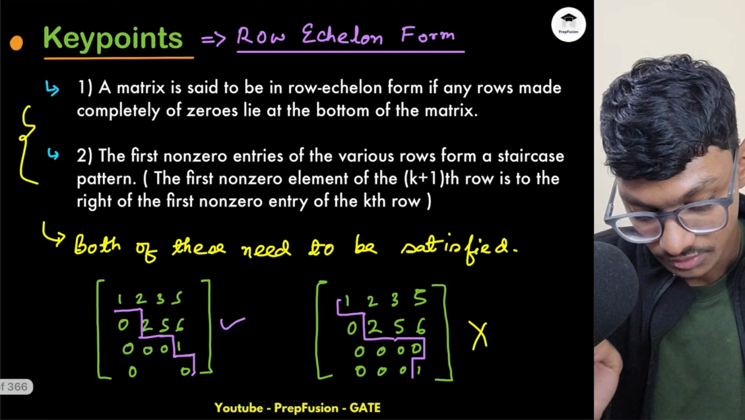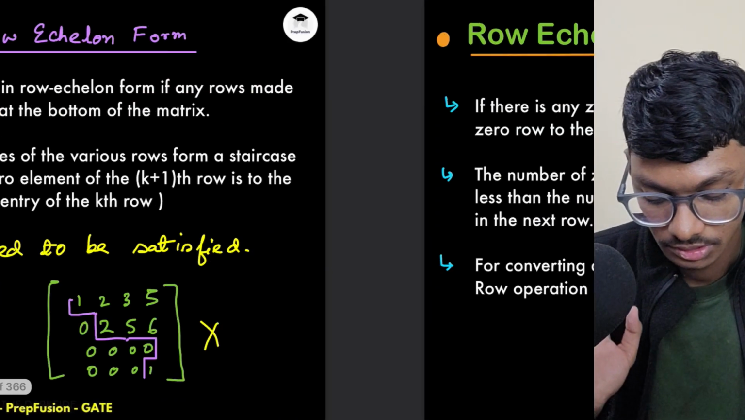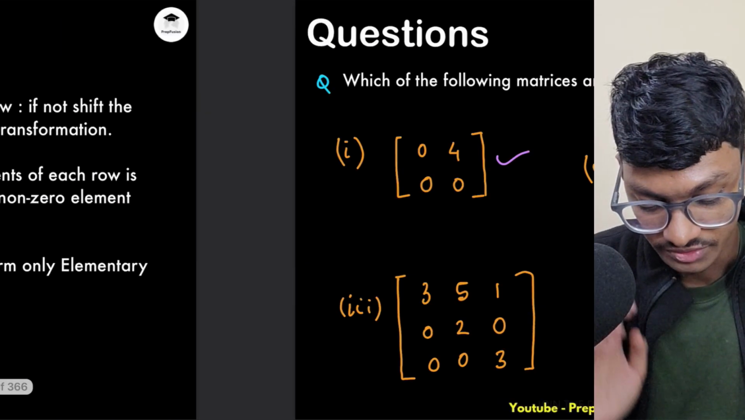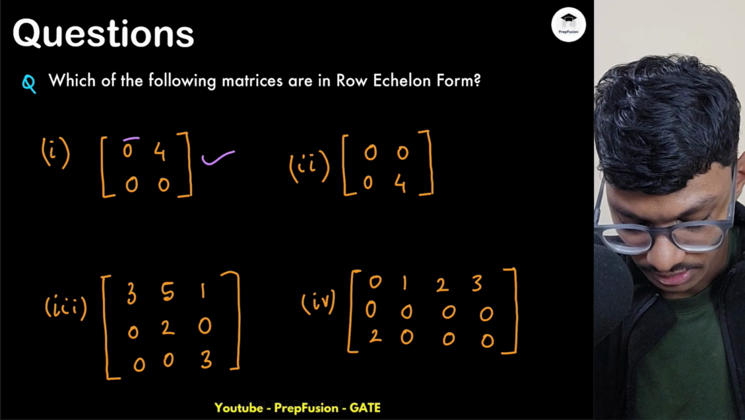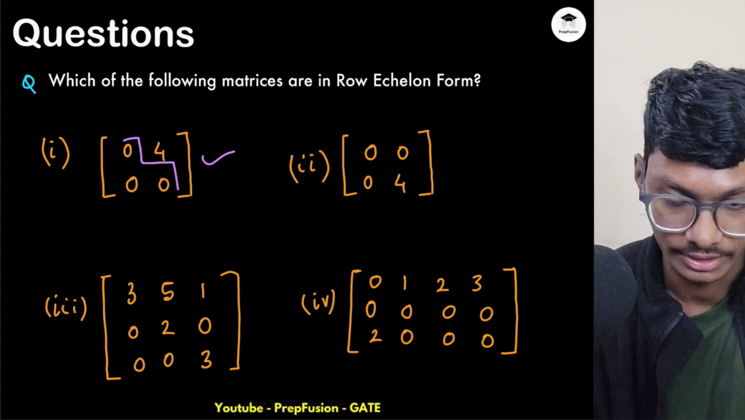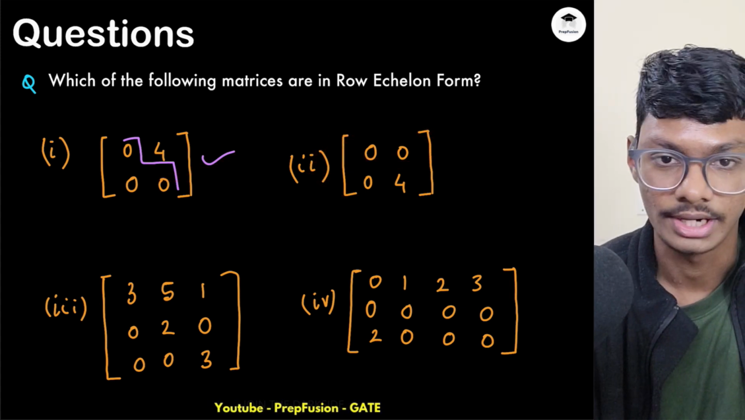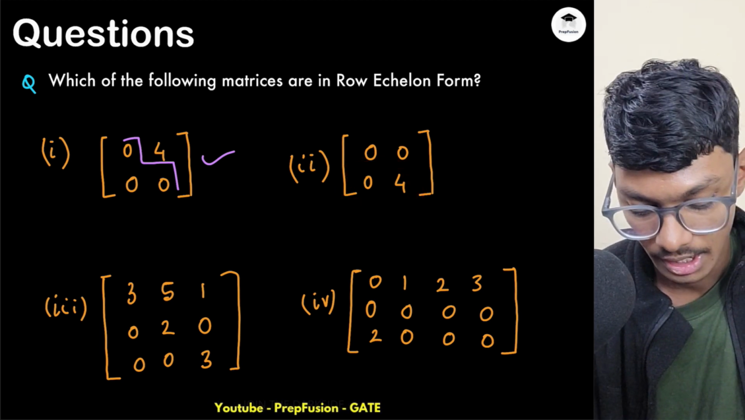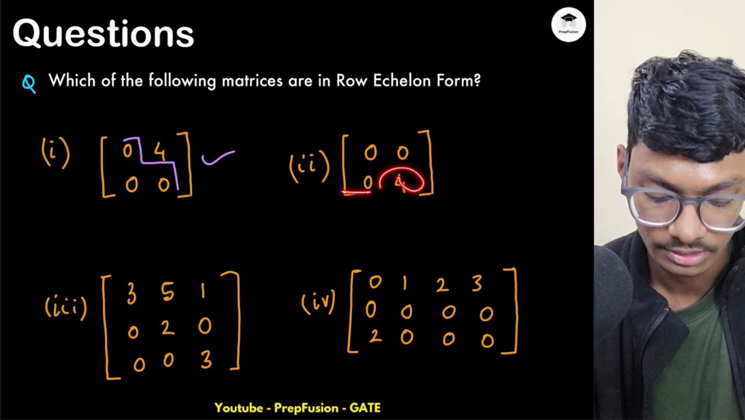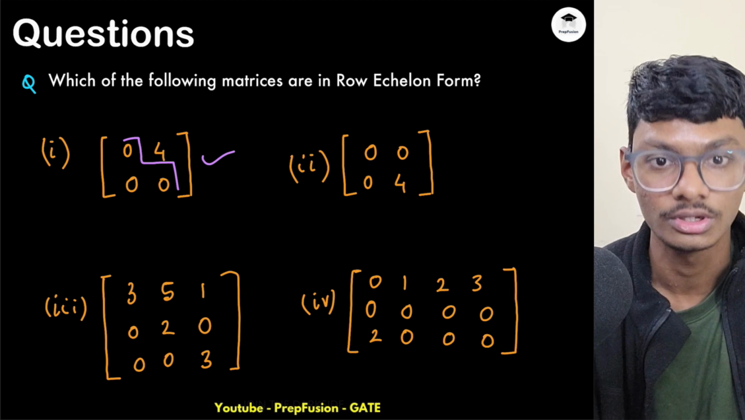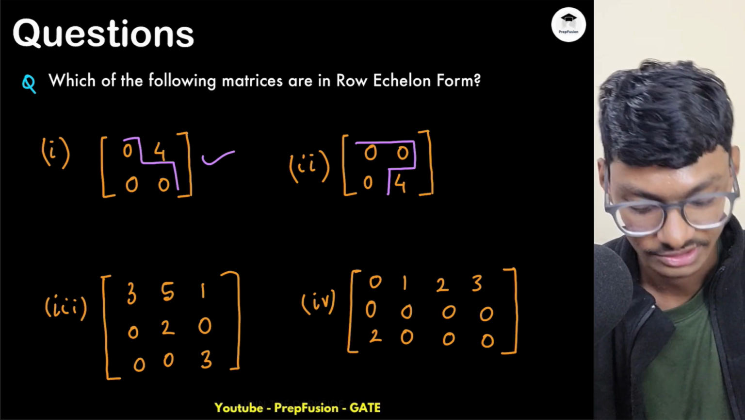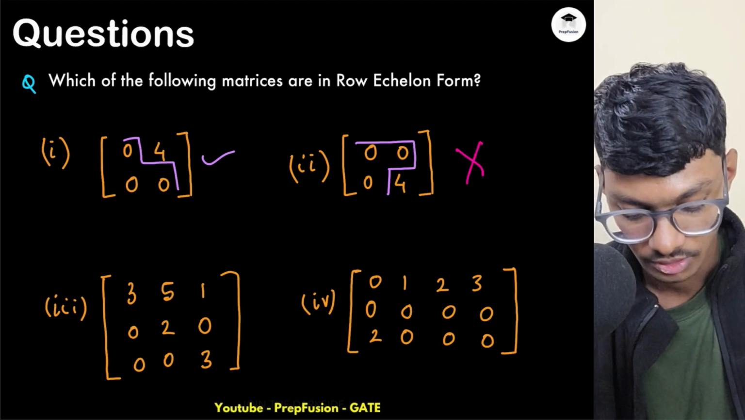Or you can understand from here also that all rows of 0 should lie at the end, and obviously the first non-zero elements should form a staircase. So if we observe here, this is forming a staircase, right? So this is fine. Now what about this? This is not fine, because the zero row is at the top instead of the bottom. And here how many zeros do I have before the non-zero element? 2. And here? 1. Again, this is reducing. This should not reduce; it should increase. Again, if I draw the staircase pattern, it will be something like this. This is not a staircase. So this is not in the row echelon format.